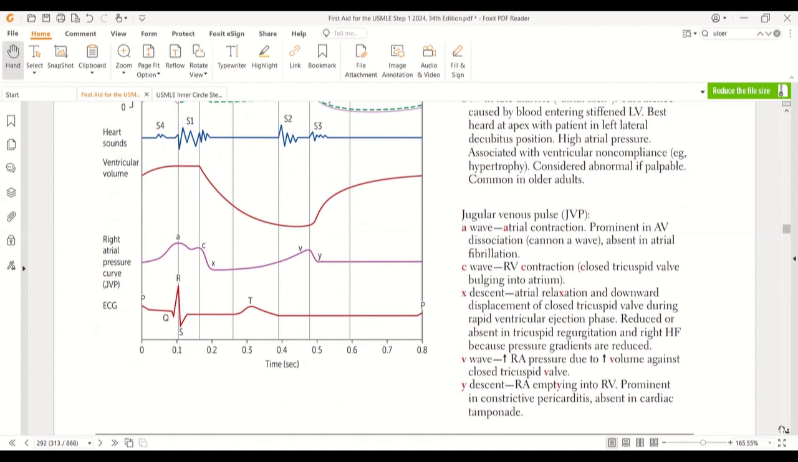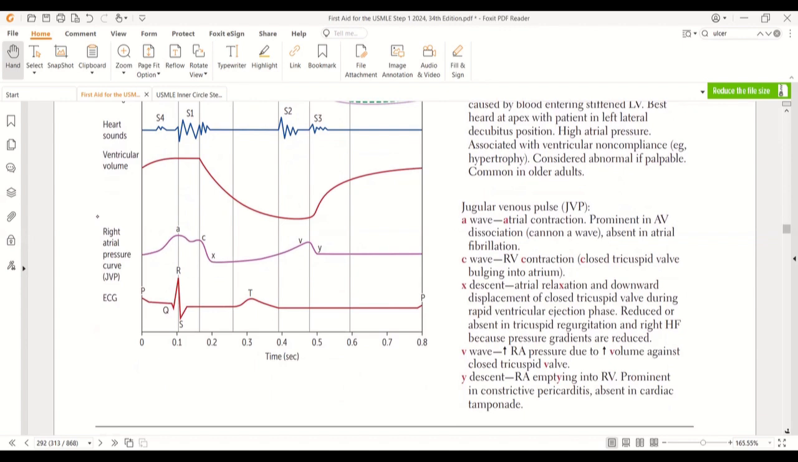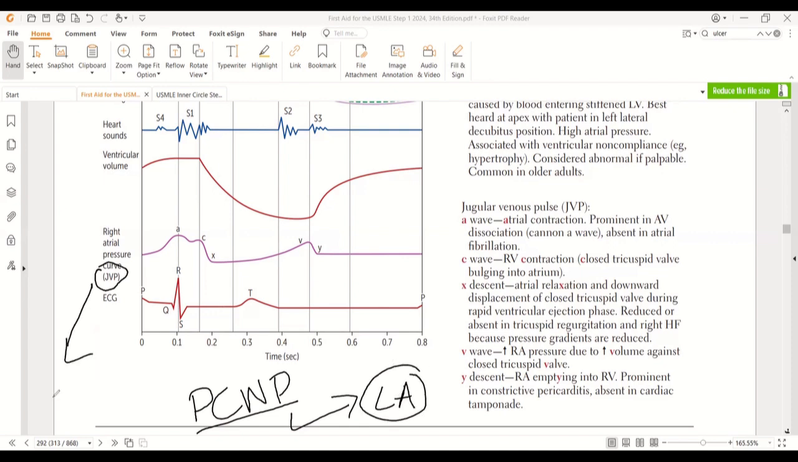So let's move toward the JVP, right atrial pressure, and pulmonary capillary wedge pressure. Pulmonary capillary wedge pressure represents which atrial pressure? Left atrial pressure. And JVP? Mainly right atrial pressure, right? Yes. So what are the causes of the increased pulmonary capillary wedge pressure?